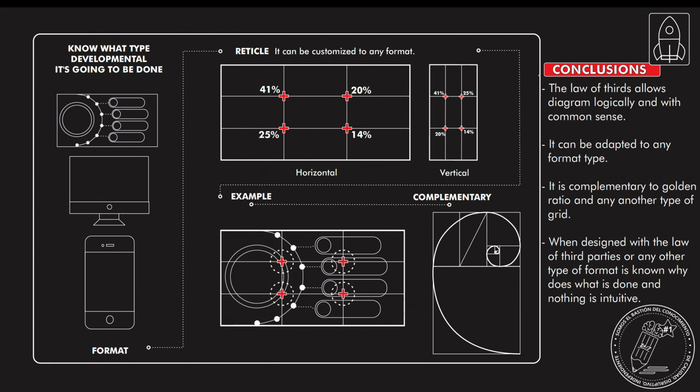As a conclusion, we can say that the law of thirds allows you to diagram logically and with common sense, because sometimes people think that design is intuitive and it's not. You need to have a logical way, and this is one of the most important ones. It can adapt to any kind of format, so you can use this tool for any kind of development. It is complementary to the content ratio of any other type of grid. Nothing is intuitive, so that is extremely important.